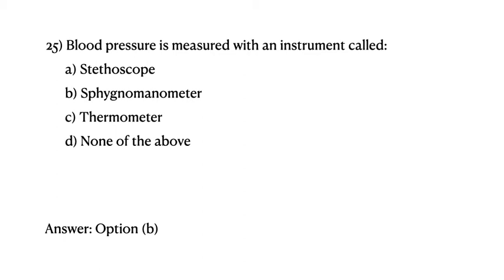Now children, you know a stethoscope is used to measure the heartbeat. It is used to check the condition of the heart, and a thermometer is used to measure the temperature of our body. Here the sphygmomanometer is the instrument which is used to measure the blood pressure of our body. So here option B is the correct answer.